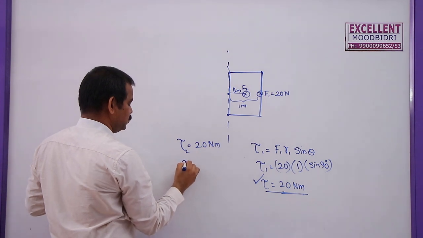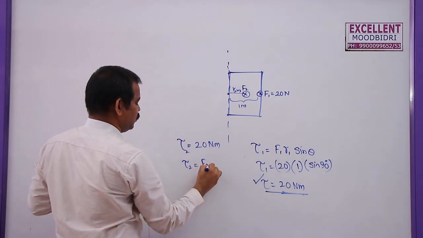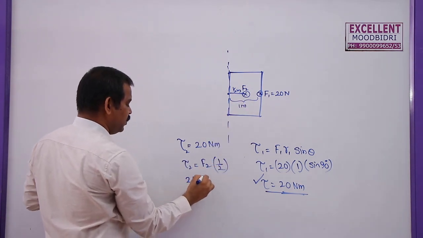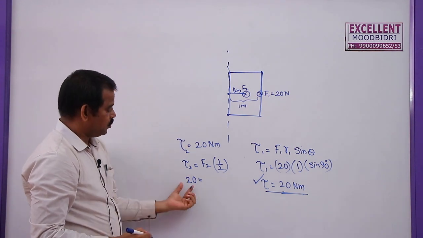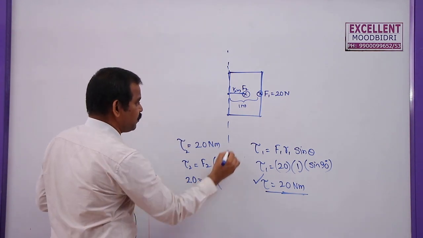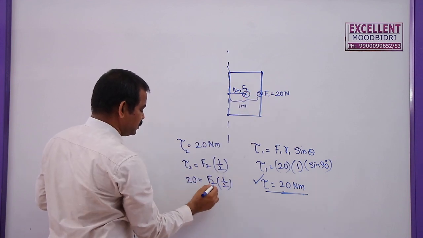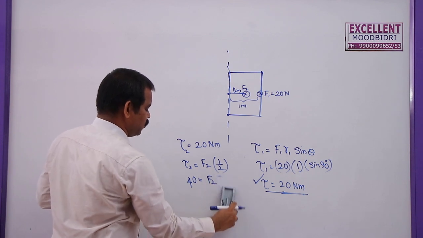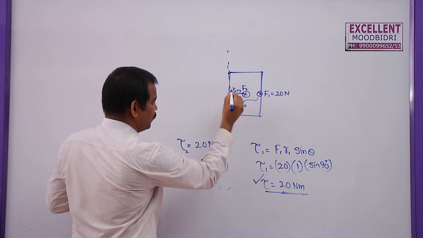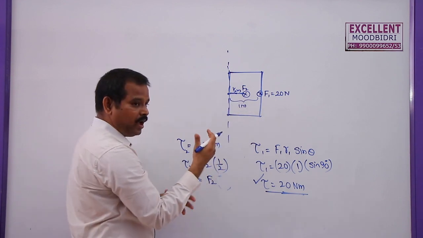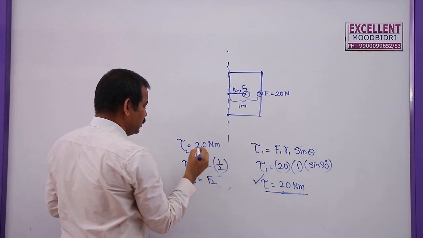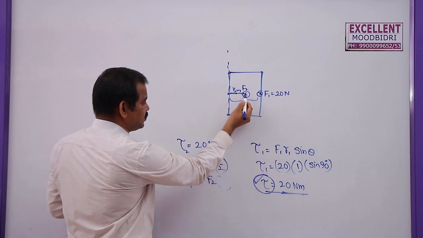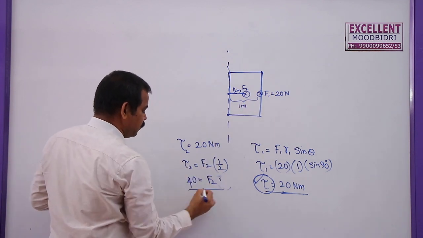So this tau is given by force F2 into the distance, which is half. We know that the minimum torque required to close the door is 20. So how much force has to be applied here to close the door? By cross multiplication, 2 into 20 is 40. So the force required here to close the door is 40. Now, if I want to apply force somewhere closer, as the distance decreases, I need to apply more force. Why? Because the minimum torque required to close the door is 20, so as the distance decreases, I need to apply more force.